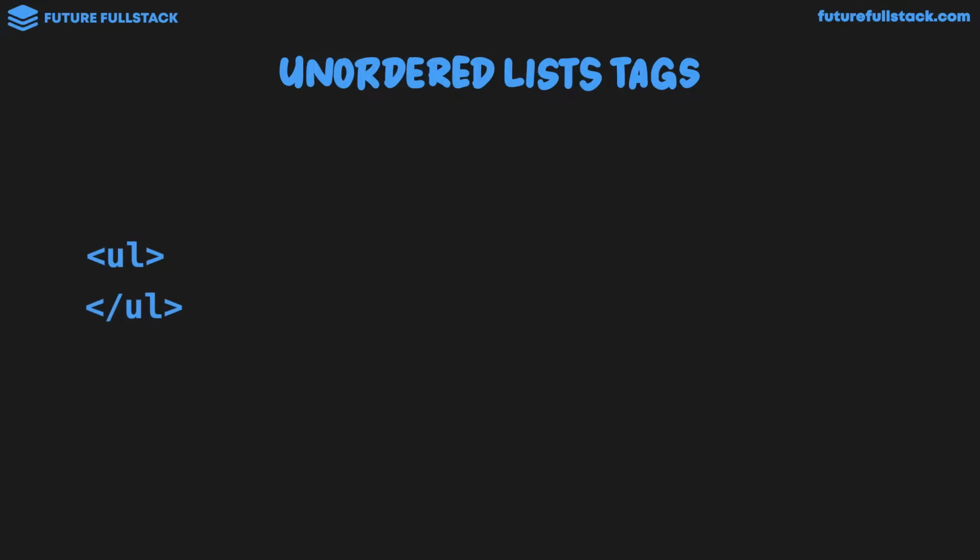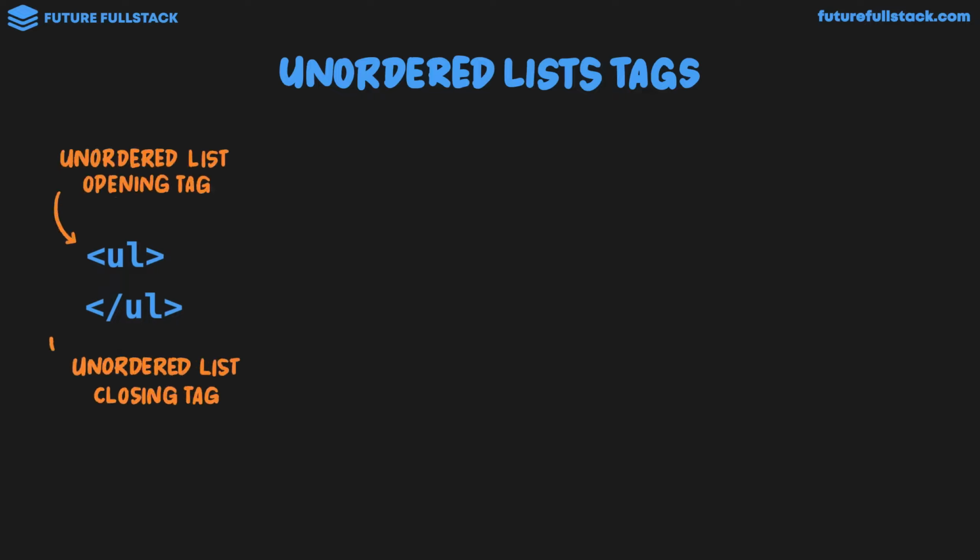Moving on to the unordered list tags. Similar to the ordered list, there are 2 components. Instead of OL tags, we use UL tags, which, as you guessed it, stand for unordered lists. There is an unordered list opening tag and an unordered list closing tag.